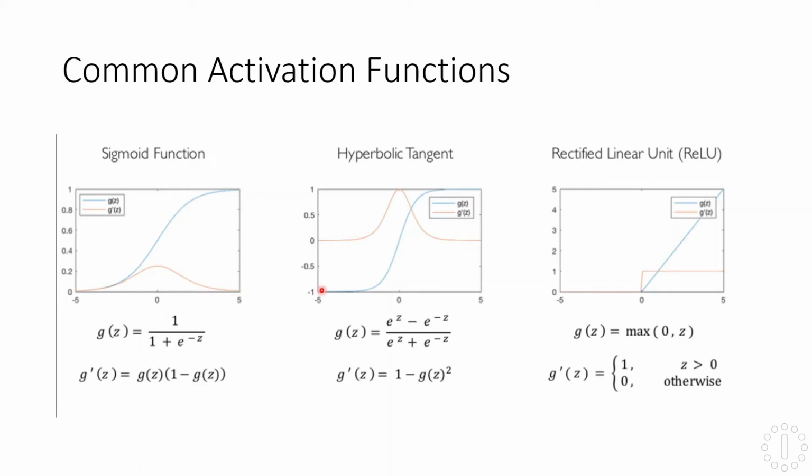Then another commonly used activation function is the hyperbolic tangent. That's this blue line here, and we can see its gradient here. This function is given down here. We can see it's maybe a bit more complex. However, it looks similar to the sigmoid function. And another commonly used activation function is given here.